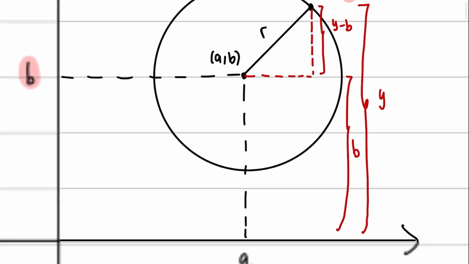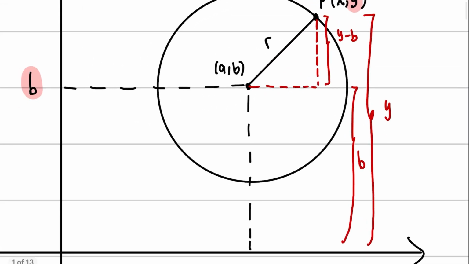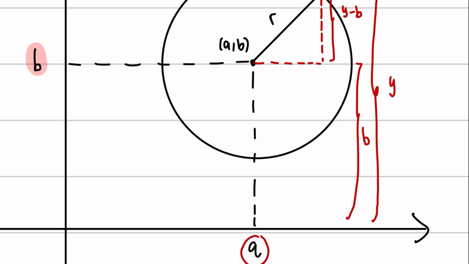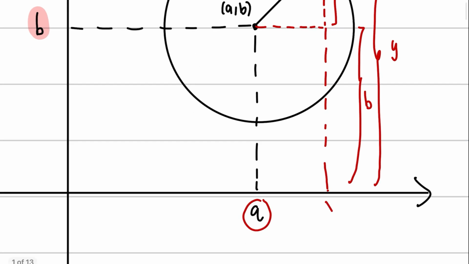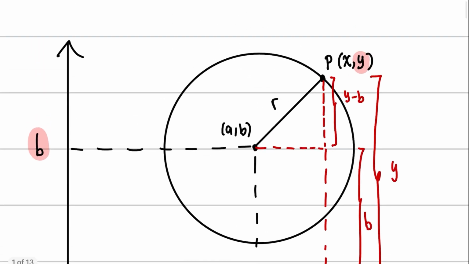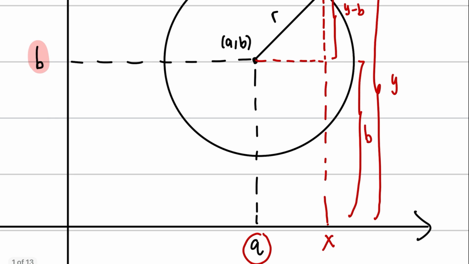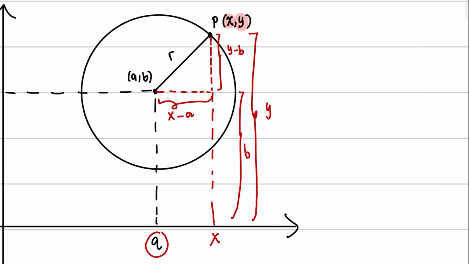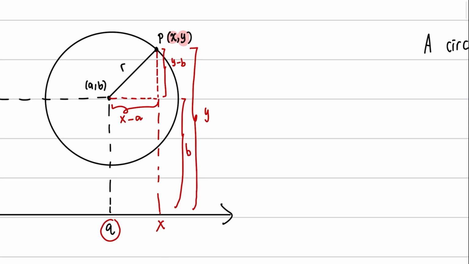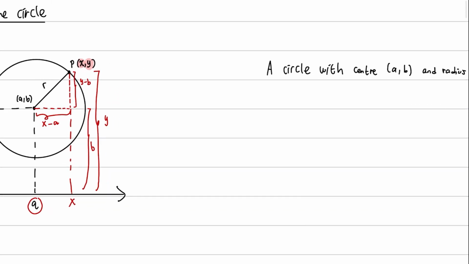And also same for x, because we know that this is a, right? And this one is x because the coordinate of our P is x. So that means our length is x minus a. By applying Pythagoras, we can find the equation of the circle.